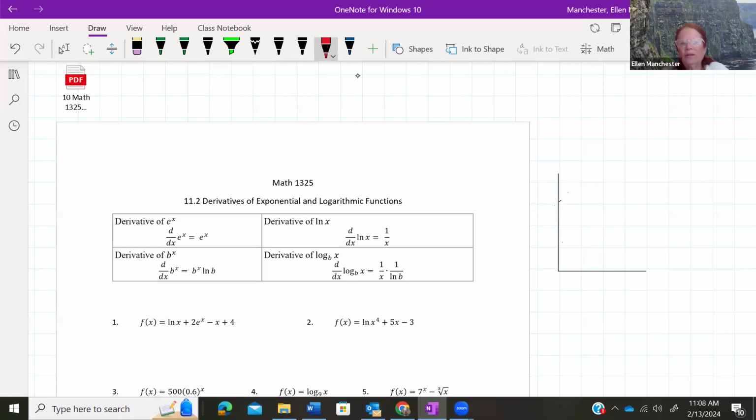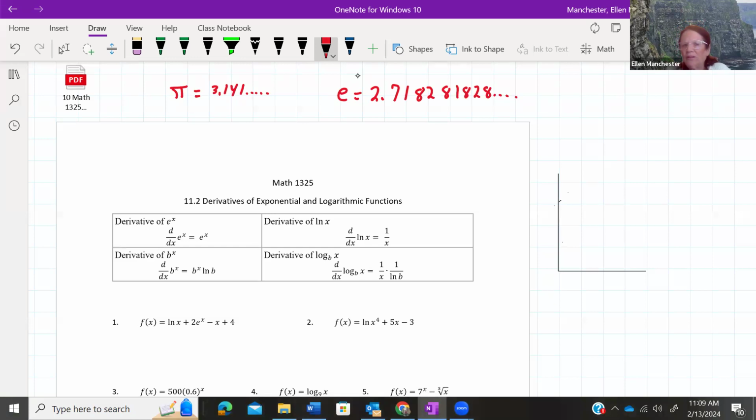So with this first one, e raised to the x, e is a natural number. You will see e in nature. e is 2.718281828, and it keeps on going, but it doesn't repeat itself. Just like pi is 3.141 and so on, e is also a number.